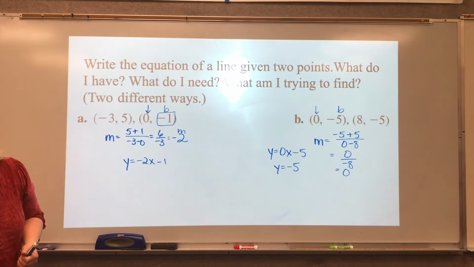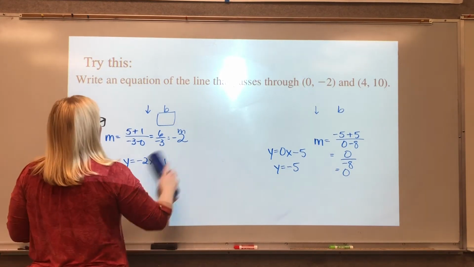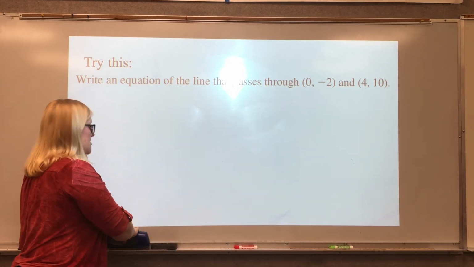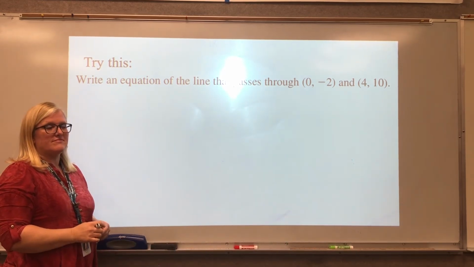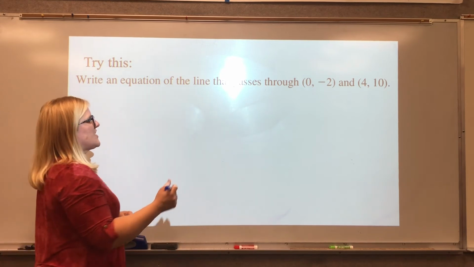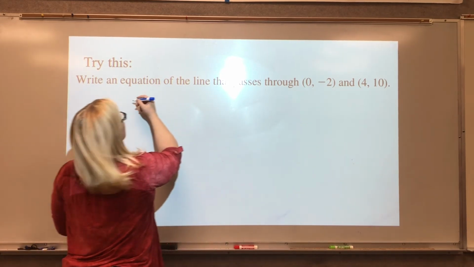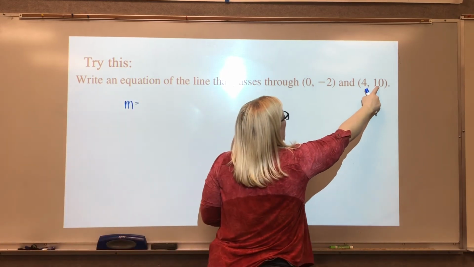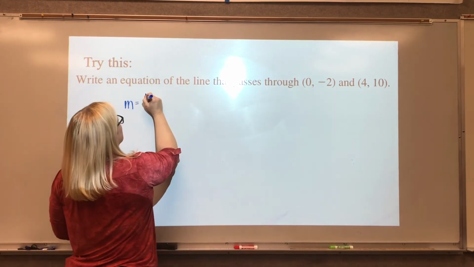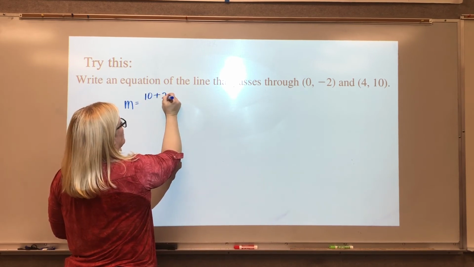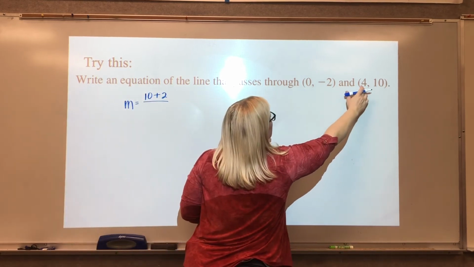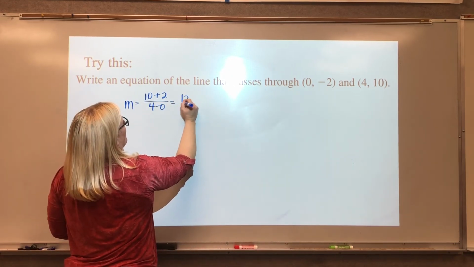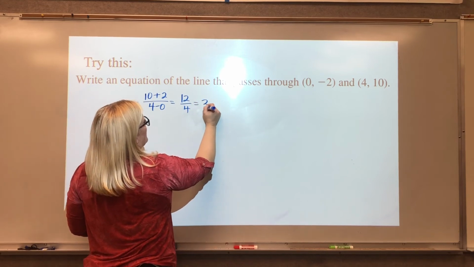All right, so I would like you now to try this one. Go ahead and pause your video. Okay, first thing I need to do is find the slope. I absolutely have to have a slope. So I'm going to do y minus y, so that's 10 minus negative 2, over x minus x, which is 4 minus 0. This gives me 12 over 4, which gives me 3.